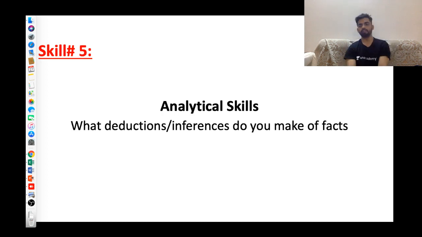Skill number 5, analytical skills. For example, there's a political topic that is given to you in your WAT round, and what you're doing is just stating facts, right? But what deductions, what opinions, what inferences you draw from those facts is something that is very important. What are your analytical skills? What do you think is going to be the impact of that particular, say, policy of the government on the society, or the nation, or on the international relationships of the country, or even at the district level, as low as the district level, or the state level, or city level.